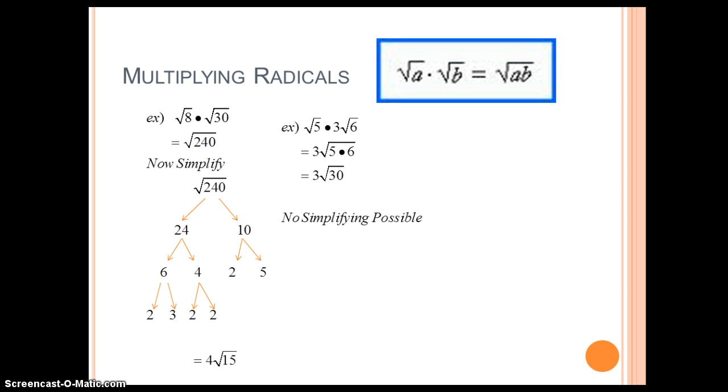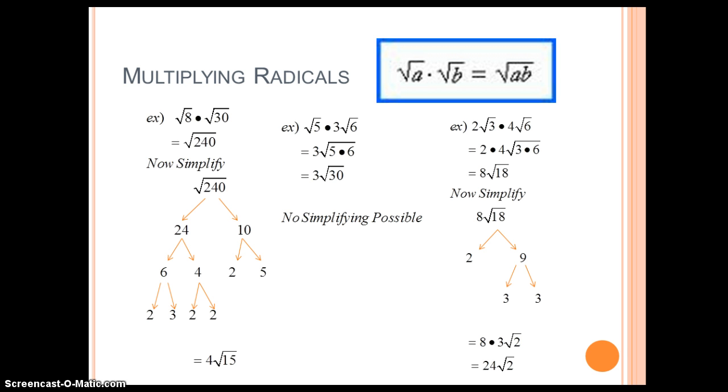In our second example, we now have one number in front of the square root. So we're going to say square root of 5 times 3 square root of 6. Like I said earlier, we multiply the outsides by the outsides and the insides by the insides. So it's going to be 3 times, well, when there's nothing there, it's that ninja 1. So 3 times 1 is 3, and 5 times 6 is 30. So we get 3 square root of 30. And in this case, we don't need to simplify because 30 is as small as it can go.